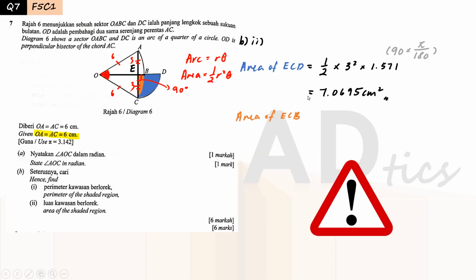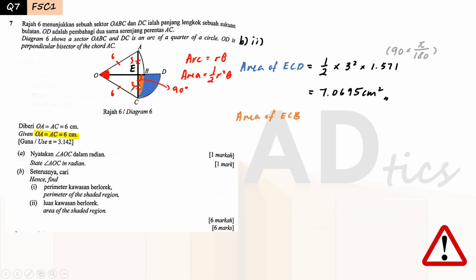For ECB, we don't have a straightforward formula to help us calculate, so why don't we use the same technique, big shape minus small shape. The big shape that I can recognize which includes ECB would be this sector here, BOC. Then I minus out the part that I don't want, which is this triangle EOC. So to find ECB would be the sector minus the triangle here.